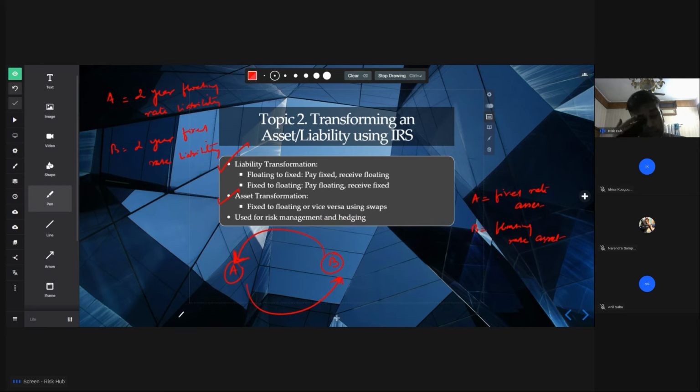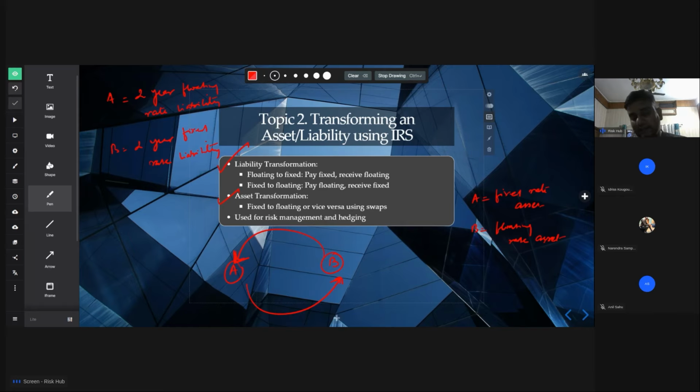When you enter into an interest rate swap, you are able to transform your liabilities. That's what I talked about earlier in the first 10 minutes or so. We talked about that when your expectations are different. When one party is expecting that the market will move down, interest rate will move down, the other party is expecting interest rate will move up.